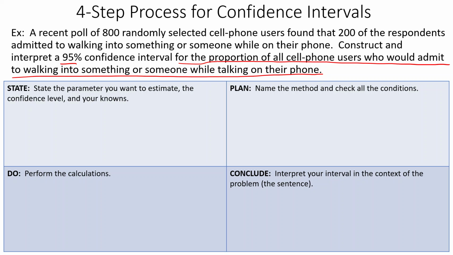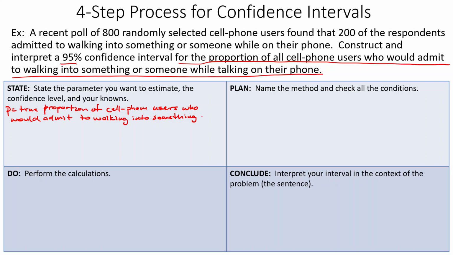Why am I underlining this? This is what P stands for. So in our state, P is the true proportion of cell phone users. You can say all if you want to. Who would admit to walking into something. I know it's kind of tedious writing out all this stuff, but you want that 5 on the AP exam. That's what you got to do. Or someone, I'll leave that off, while on the phone.